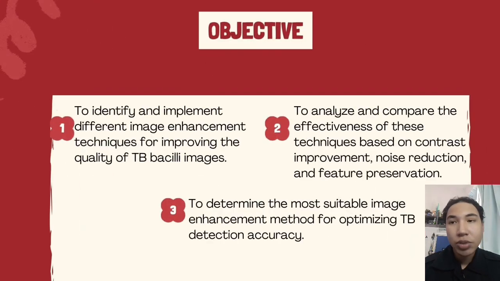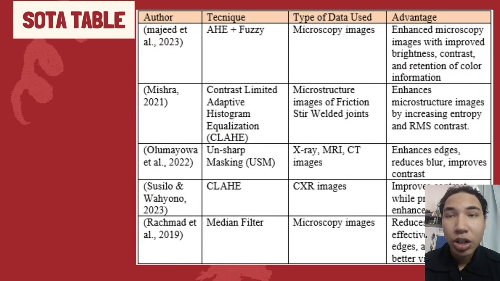Our objectives are, first, to identify and implement different image enhancement techniques for improving the quality of TB chest images. Next, we want to analyze and compare the effectiveness of these techniques based on contrast improvement, noise reduction, and feature preservation. And lastly, we want to determine the most suitable image enhancement method for optimizing TB detection.